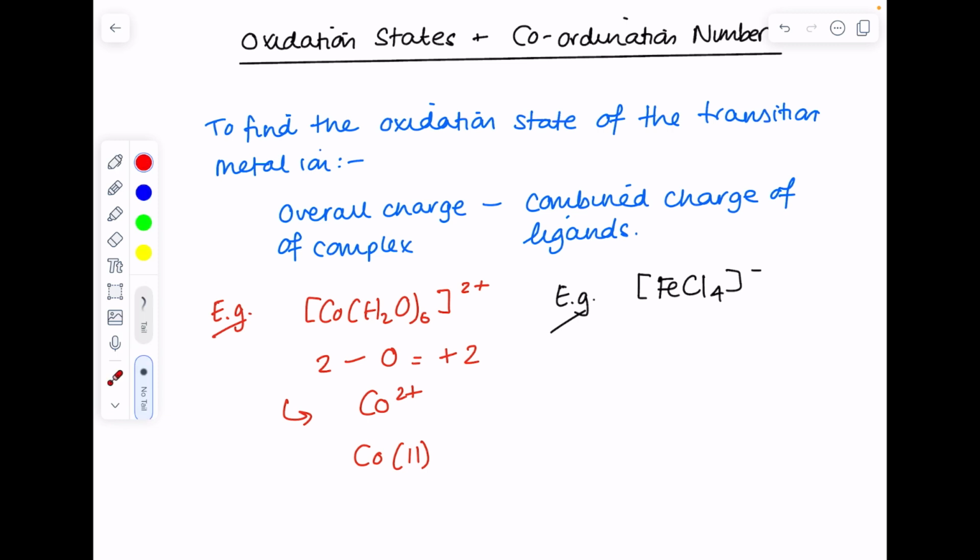So the overall charge on the complex is -1. Then we need to subtract the combined charge of the ligands. We have a chloride ion here, which remember is -1. There's 4 of them, so it's -4. So that gives us Fe3+, ion 3.